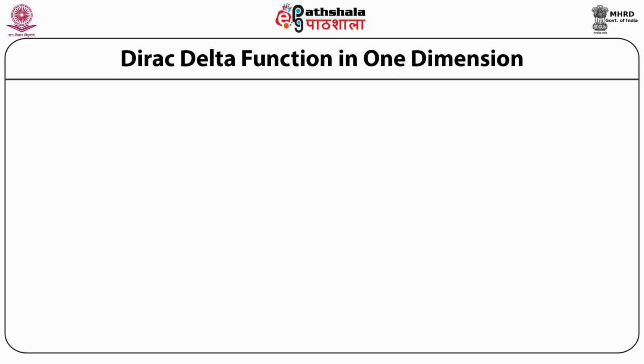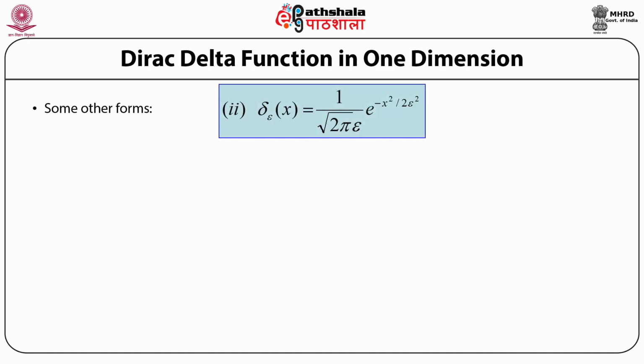Dirac-delta function in one dimension. Some other forms of delta subscript epsilon as a function of x: it is equal to 1 upon under root 2 pi times epsilon, whole times e to the power minus x square by twice epsilon square. Another form is delta subscript epsilon of x equal to 1 upon pi times epsilon upon x square plus epsilon square.